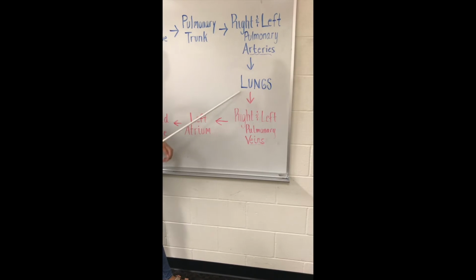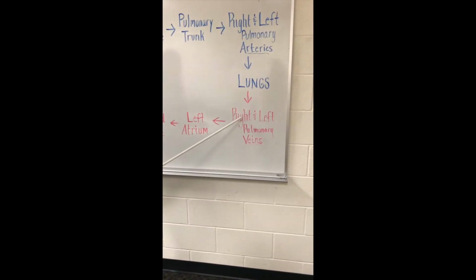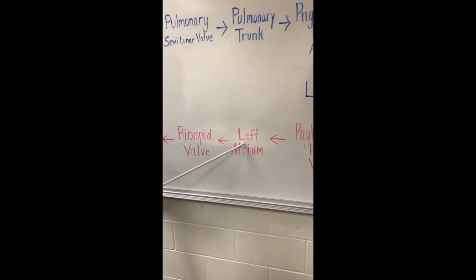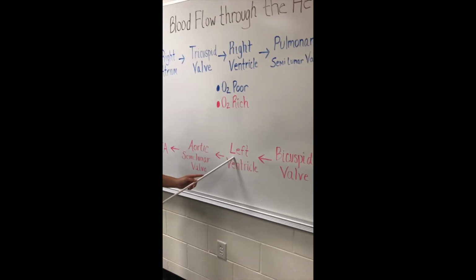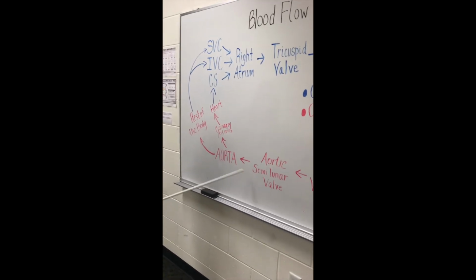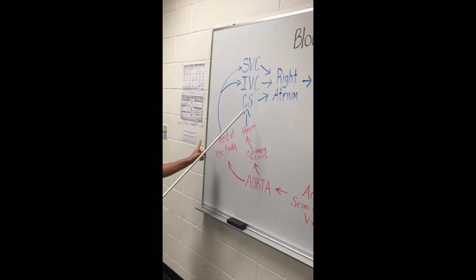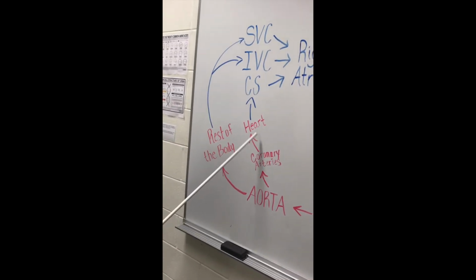Once you're leaving your lungs, you switch over to O2 rich. So now that we've switched over to oxygen-rich blood, out of the lungs you move into your right and left pulmonary veins. From there you go into your left atrium, your bicuspid valve, your left ventricle, your aortic semilunar valve, and then you end up in your aorta. From here, the blood will split into 2 different parts. So you have your coronary arteries, and then from there you go into your heart.